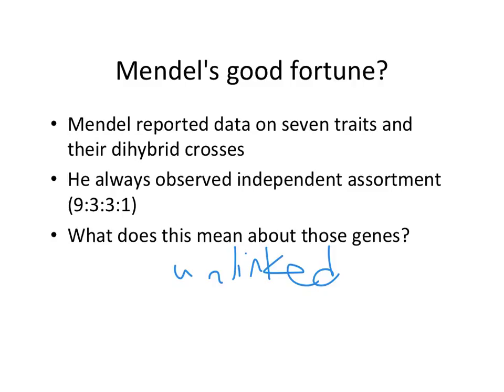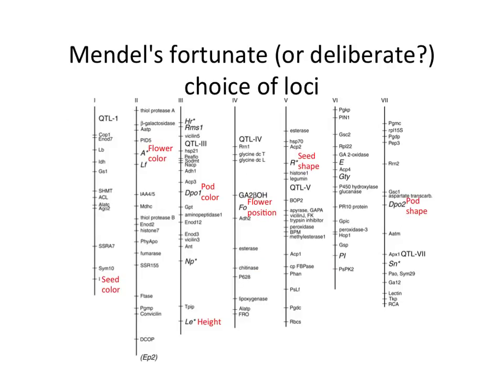So presumably, if we took a look using modern genetics techniques at peas, would we find that all of the genes that control all of the traits he was working with are unlinked? Are they all on separate chromosomes? So here's a genetic map of peas. Peas have seven chromosomes.